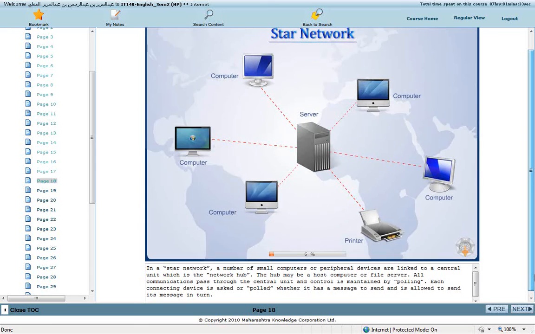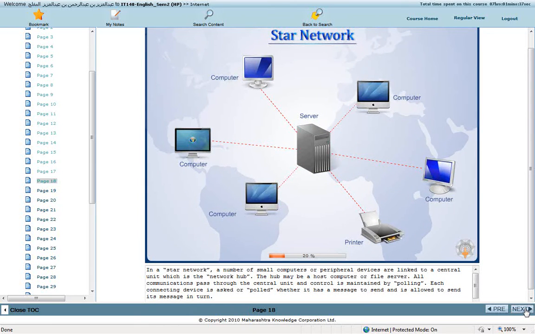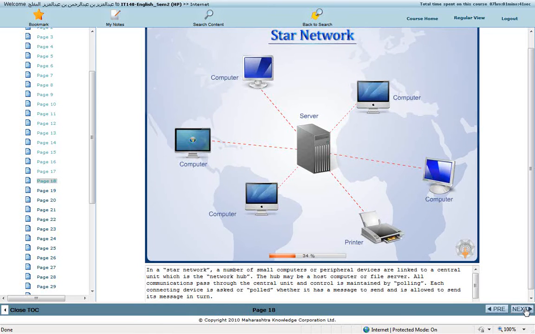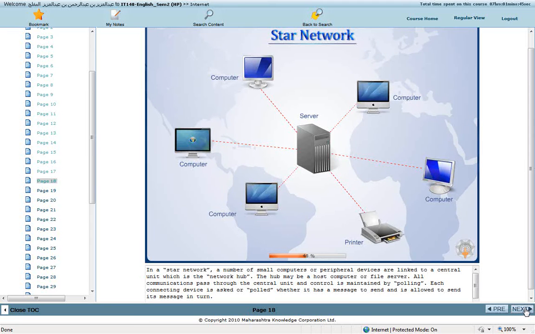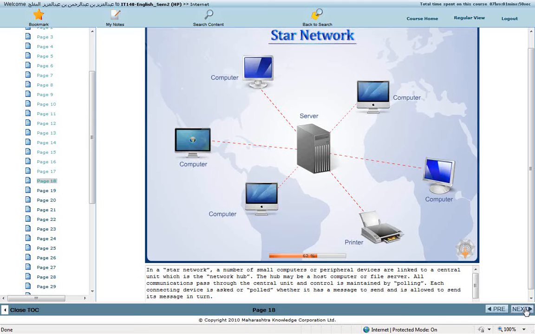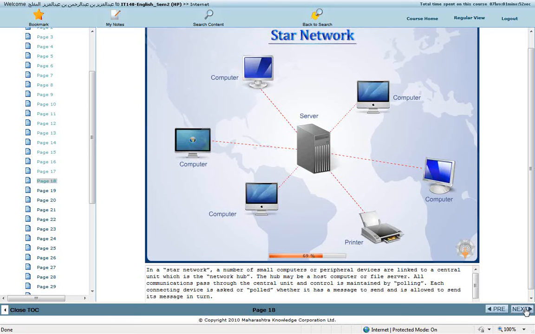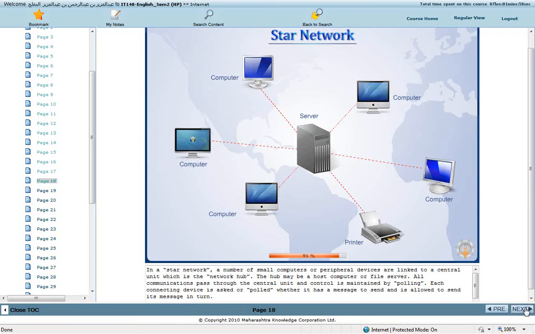In a star network, a number of small computers or peripheral devices are linked to a central unit, which is the network hub. The hub may be a host computer or file server. All communications pass through the central unit and control is maintained by polling. Each connecting device is asked or polled whether it has a message to send and is allowed to send its message in turn.